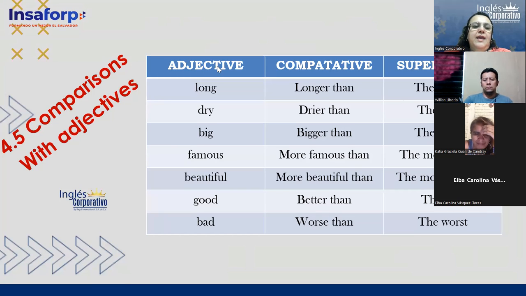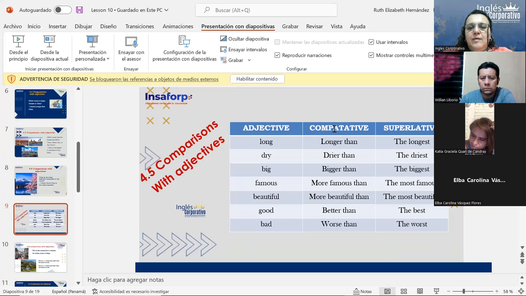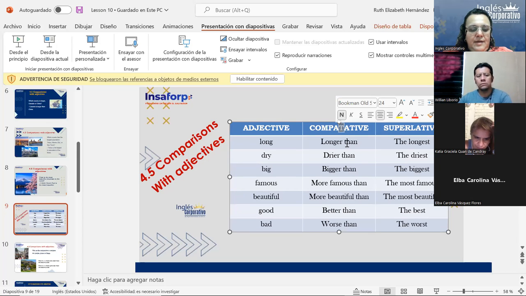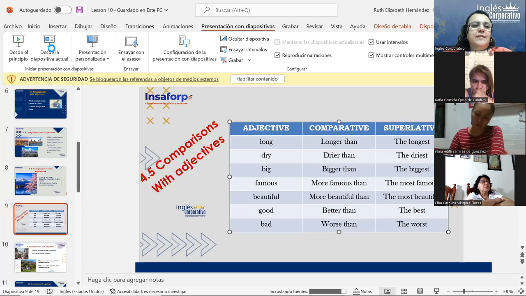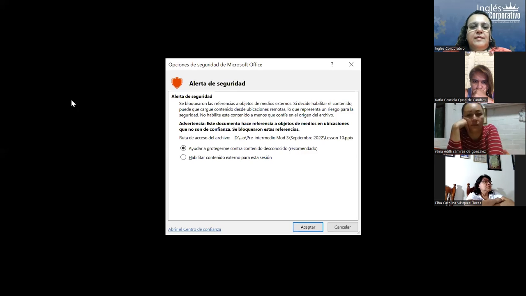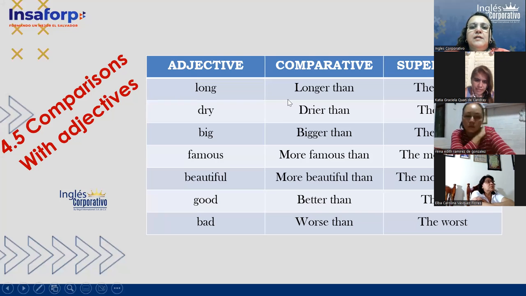Now, here we have again the adjectives, comparatives and superlatives. Sorry, here there is a problem. The comparative and the superlative. Okay, can you see? Yes, teacher. Okay. Now, repeat after me.